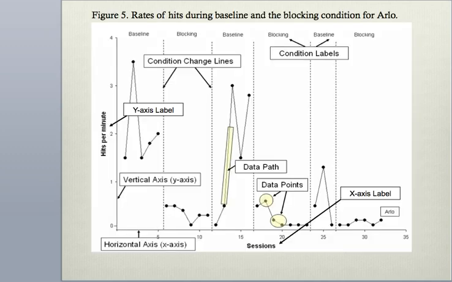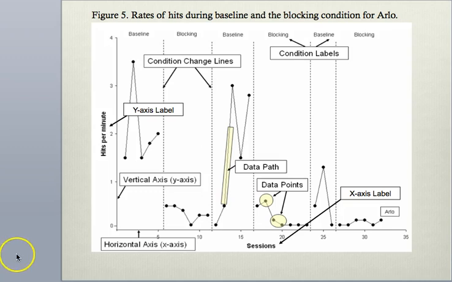Let's look at an ABA reversal graph and talk about the different pieces of the graph so that you have a good understanding of what these graphs are supposed to look like. So this is actually a real graph from an article, and this is what they called figure 5, and these are the rates of hitting behavior. This is self-injurious hitting during baseline and the blocking treatment condition for a subject named Arlo. And so let's talk about the graph.